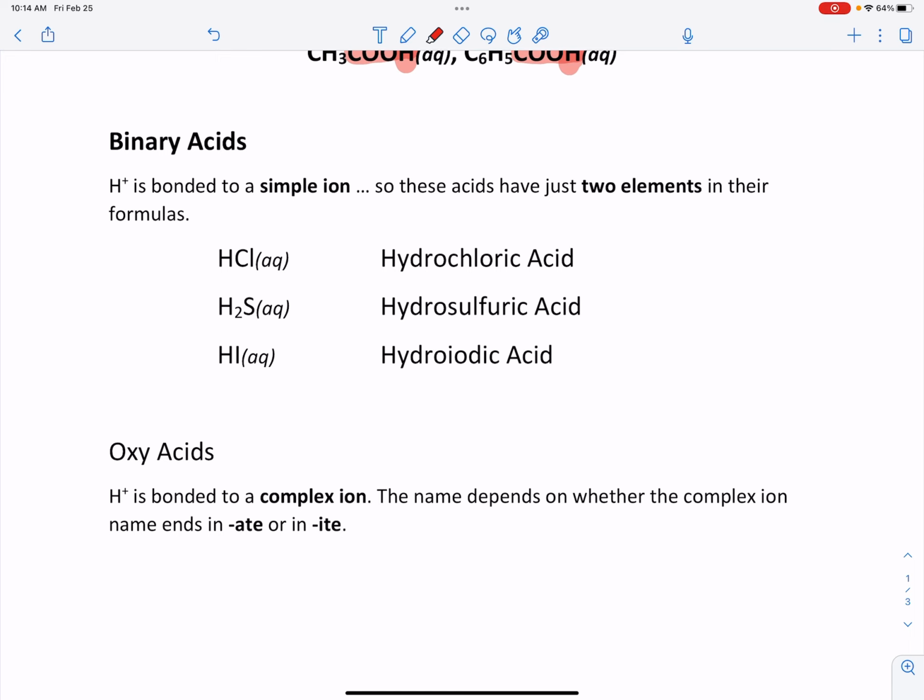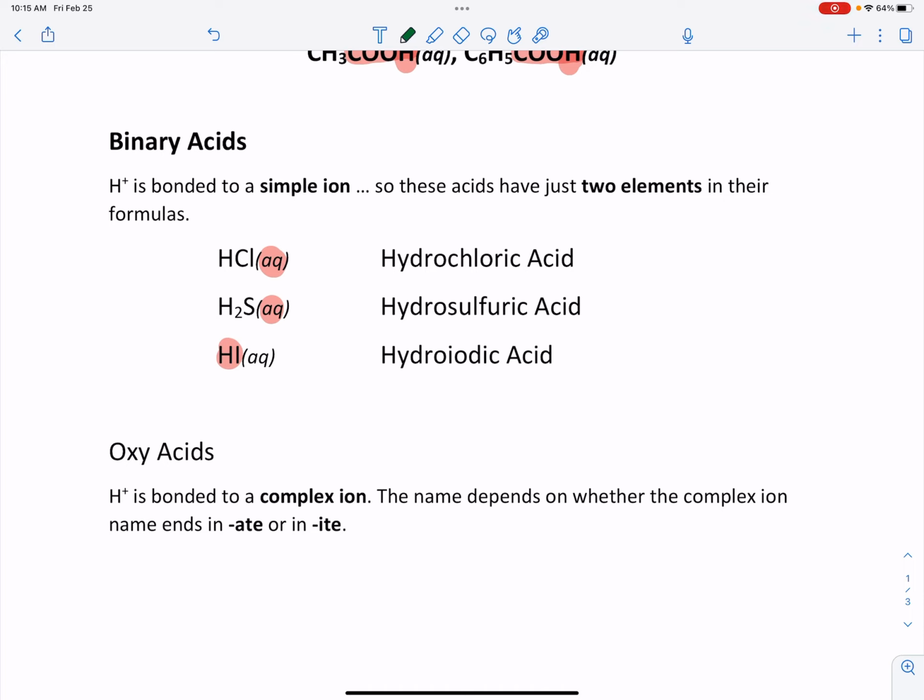Now, there are two broad categories of acids. Acids can be considered binary acids if the hydrogen ion is attached to a simple ion. In other words, these acids will have only two elements, which is why they're called binary in their formulas. Here are some examples. H with Cl, so only two elements, and that's called hydrochloric acid when it's dissolved in water, and we see the aqueous there. H2S, again dissolved in water, is hydrosulfuric acid, and HI is hydroiodic acid.